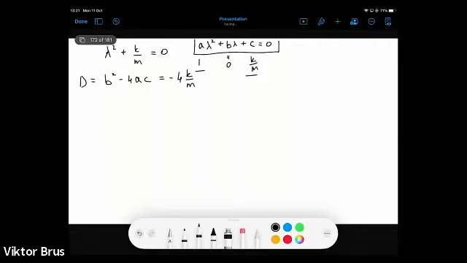So now in the next step, we get expressions for the solutions of this equation. We have a quadratic equation, so we have two solutions, x1 and x2. In the general case, that will be minus B plus minus the square root of the discriminant, divided by 2A.